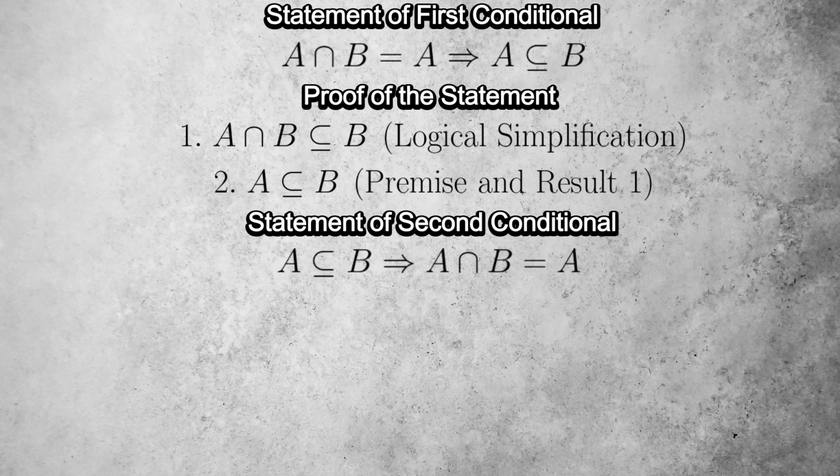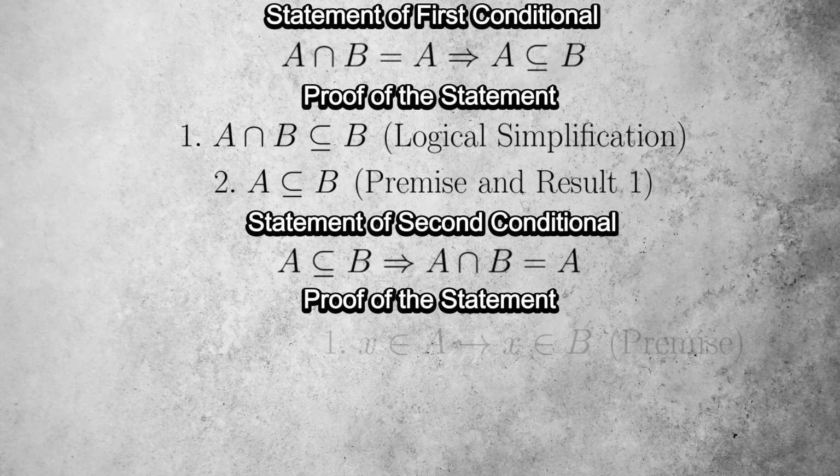We need to show that the intersection between A and B is equal to A. Now, by simplification, we already know that A intersection B is contained in A, so we only need to prove that A is contained in the intersection between A and B. Now, for any x in A, as A is contained in B, we have that such an element x is also an element in B.